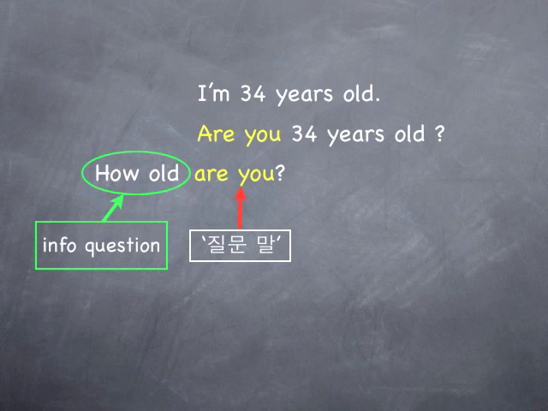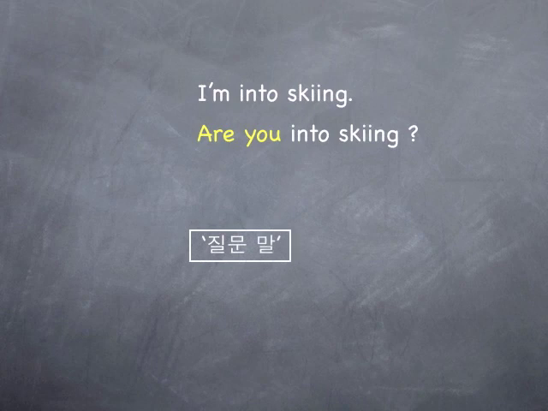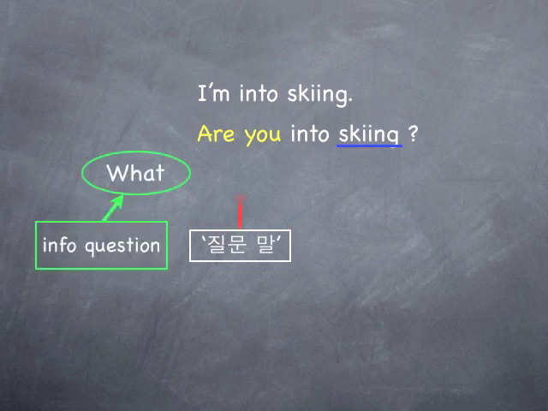Let's try another one together. Let's take the example, I'm into skiing. Changing this into a yes or no question, it becomes, are you into skiing? Again, we have our 질문말, and skiing is the information we're going to ask about. Now, making an information question asking about this, it would become, what are you into? Again, you can see skiing has been omitted from the question because that is the information we're asking about.